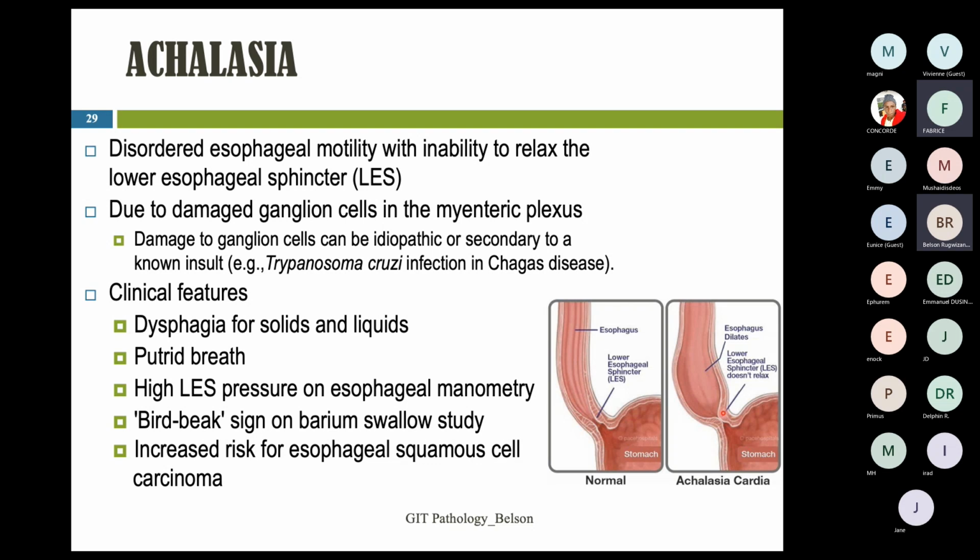So know that the cause is not at the dilated area; the problem is distal to that area. So don't make the same mistake. So when you see dilation here, don't think the problem is here. The problem is where there is constriction.